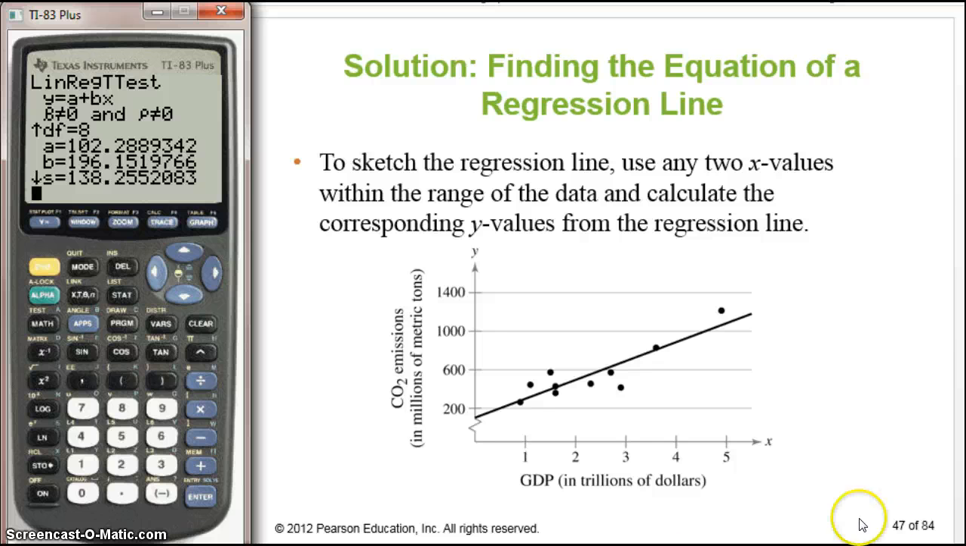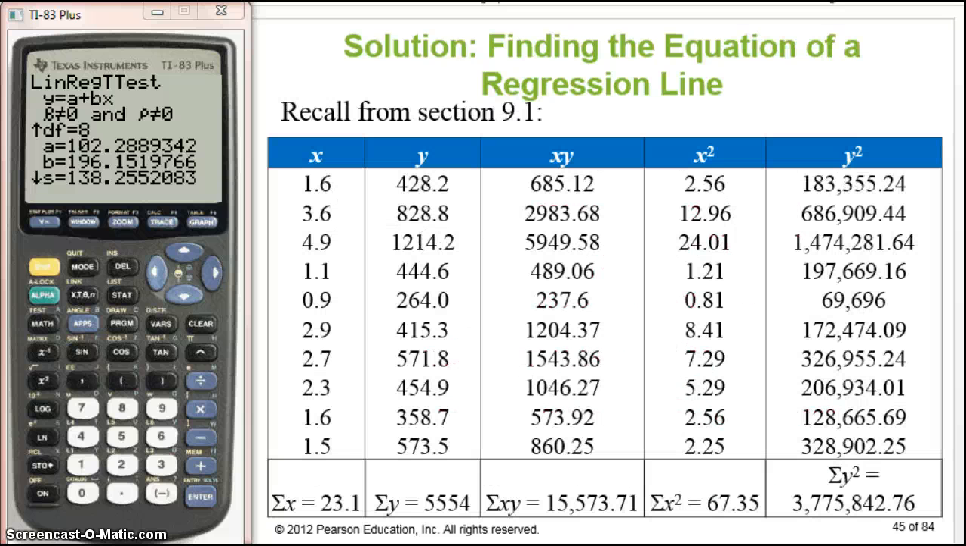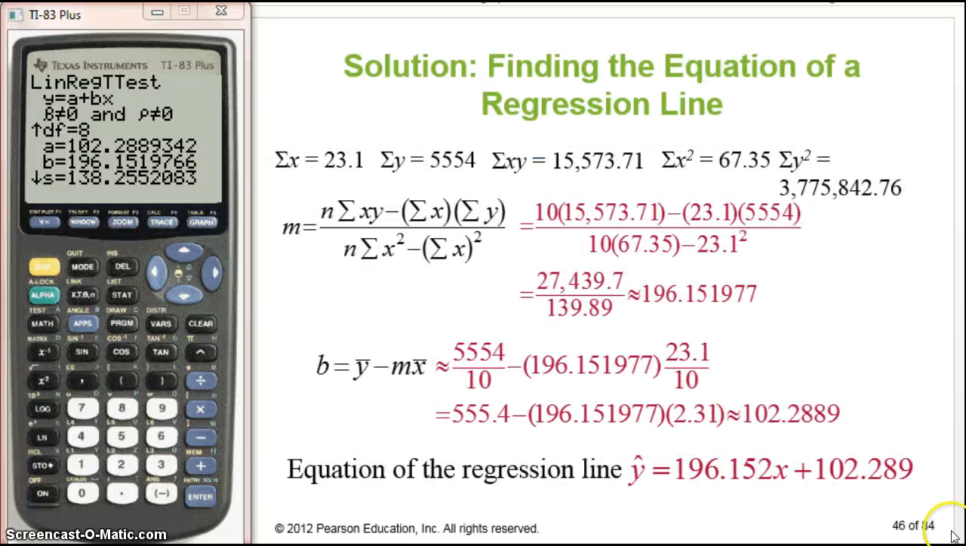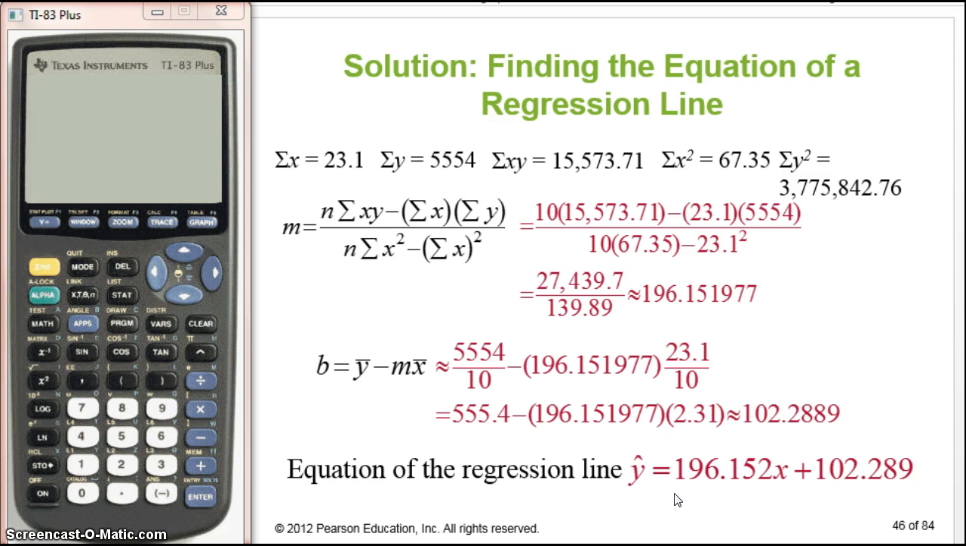So let's say we have this best fit line, and let's say we want to know how much carbon dioxide we expect to be emitted if we have a GDP of $2 trillion. Okay, we could type in 2 for x and figure out what we get as a result for y. So let me go back just so we can see that equation again. Oops, too far. So there's that line of best fit, 196.152x plus 102.289.